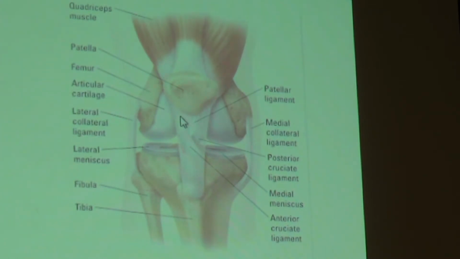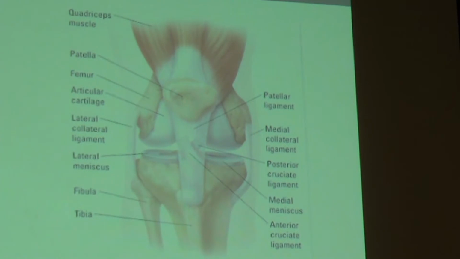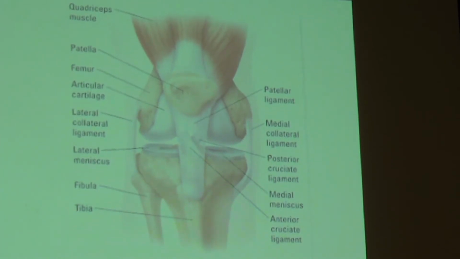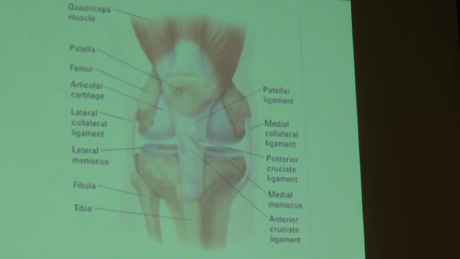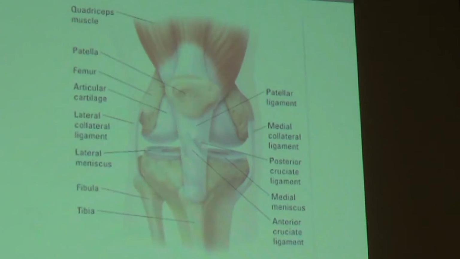There's also cartilage around the knee, and this helps to decrease the frictional forces as movement occurs between the bones. And then there's a synovial membrane that lines the joint, and this produces or secretes synovial fluid, which again helps to reduce friction and facilitate movement at this joint.